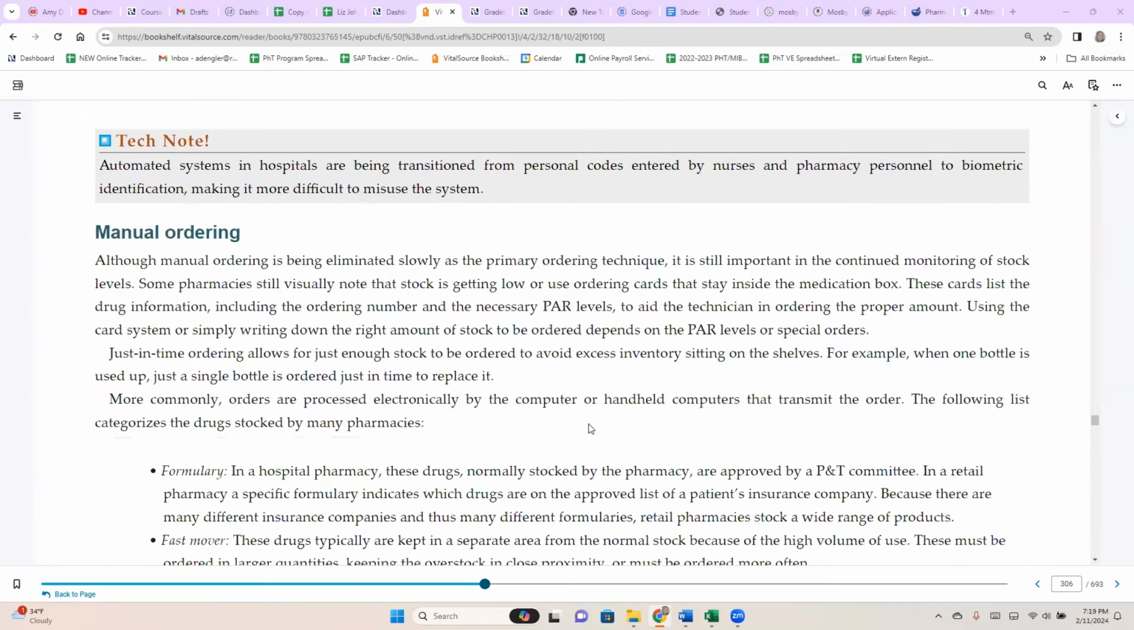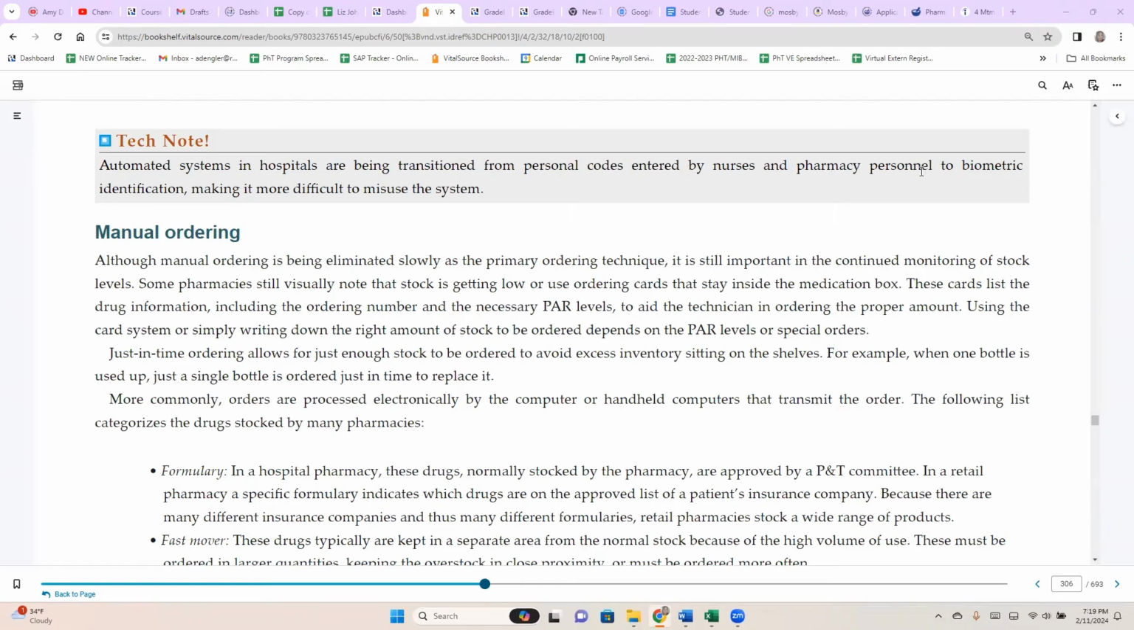Although manual ordering is slowly being eliminated as the primary ordering technique, it is still important in the continued monitoring of stock levels. Some pharmacies still visually note that the stock is getting low or use ordering cards that stay inside the medication box. These cards list the drug information, including the ordering number and the necessary par levels.